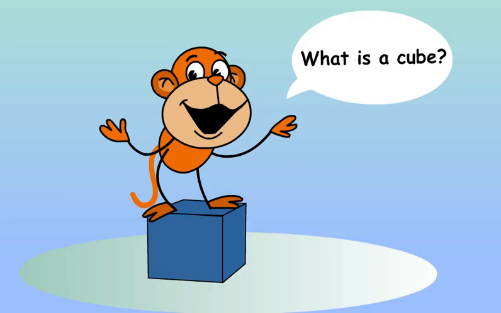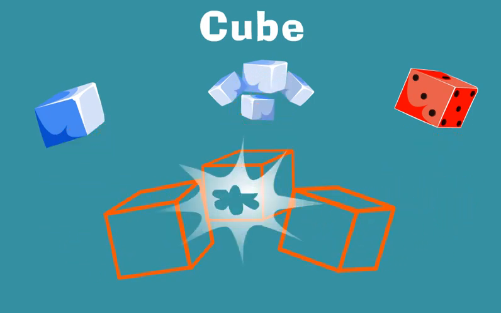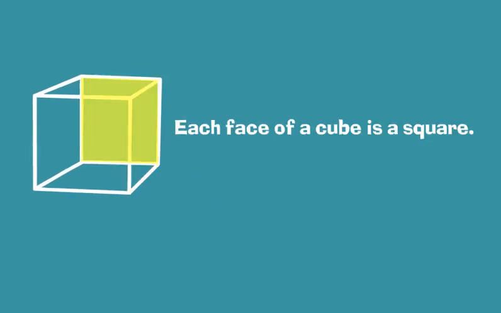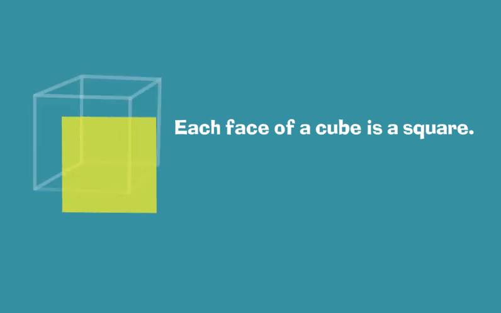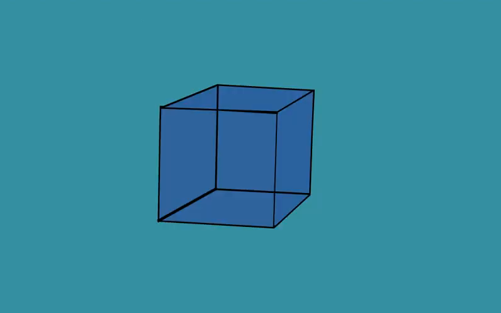What is a cube? Ice cubes, sugar cubes, dice are all examples of a cube. Each face of a cube is a square. Remember, a face is a flat or a curved surface of a solid shape. A cube has six flat faces.